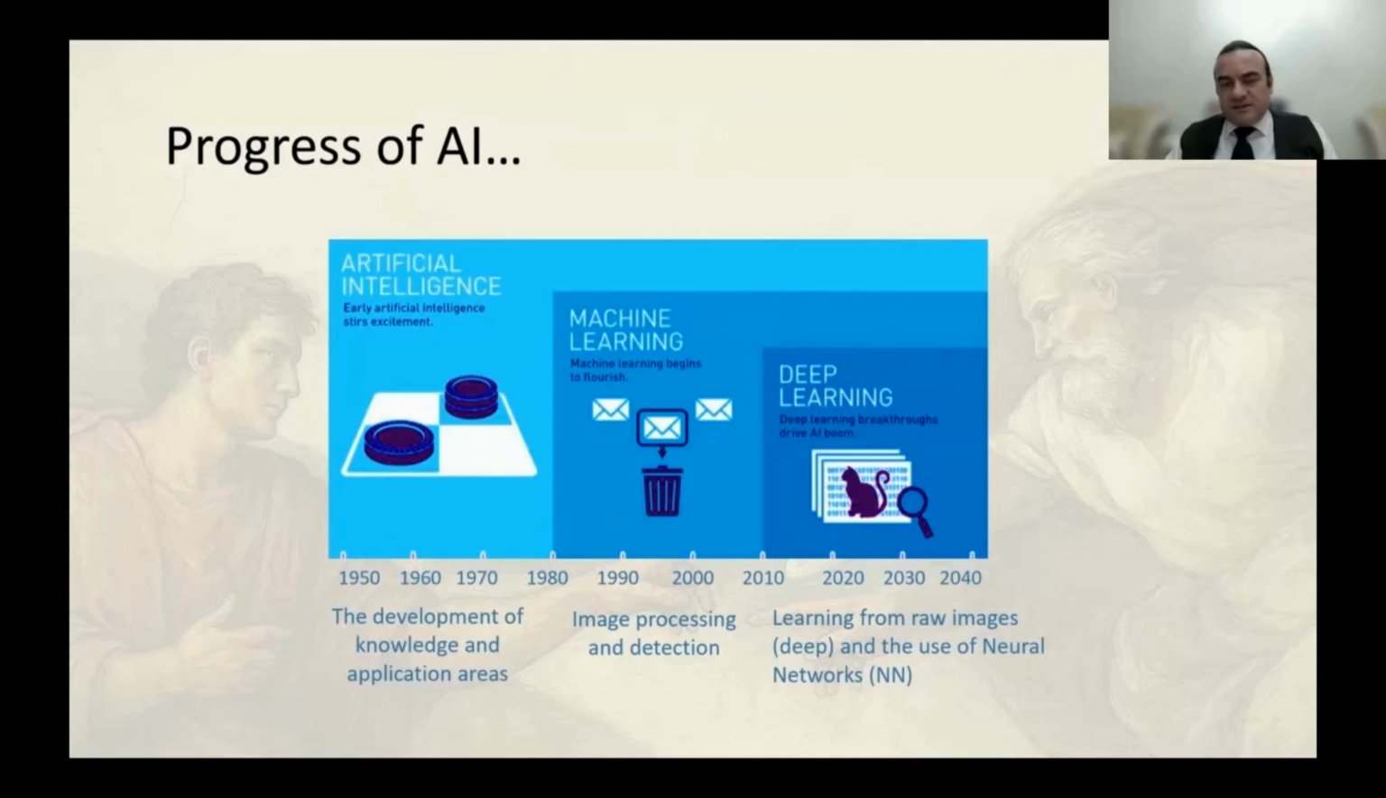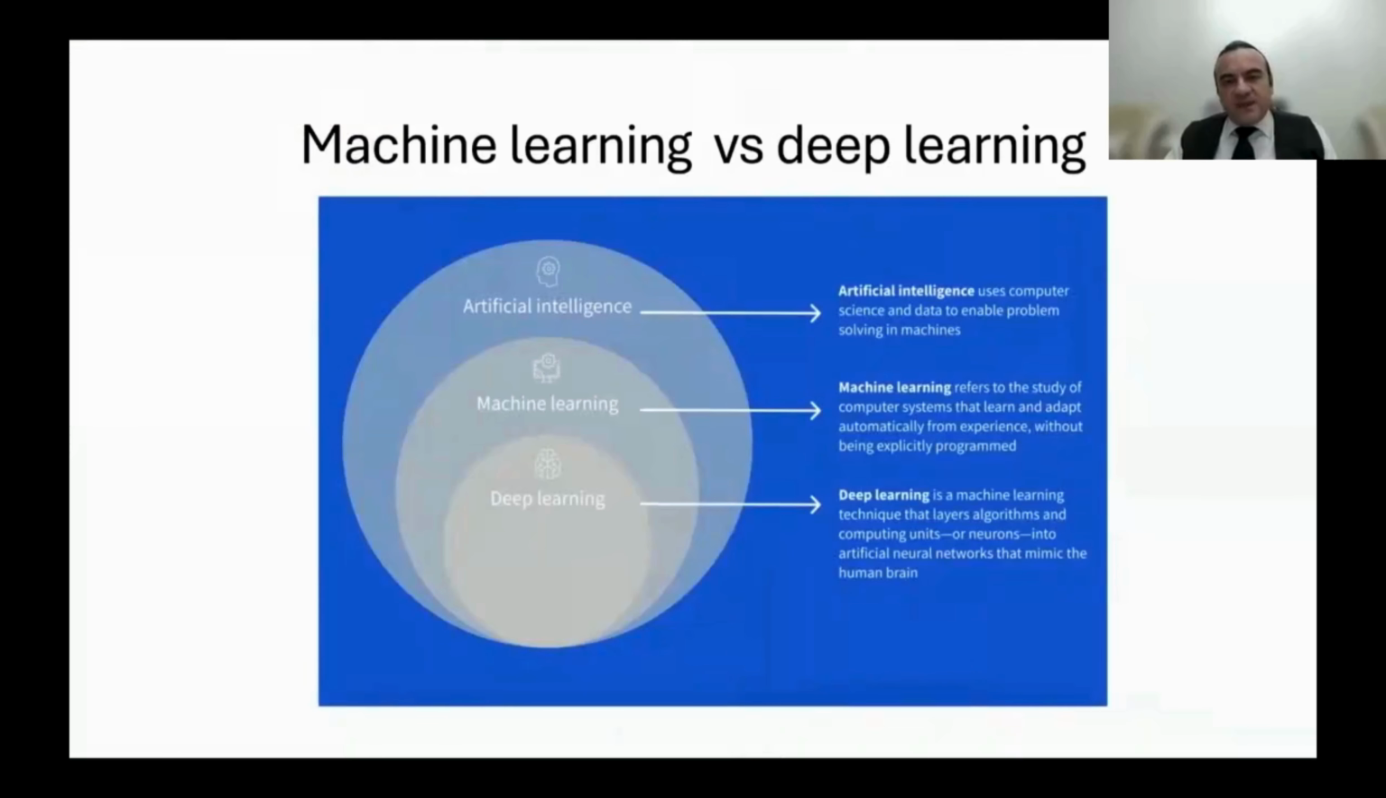In the 1980s, we started with image processing and detection. And from 2010, we started to learn from raw images and also use neural networks for image segmentation and further beyond for detection studies.